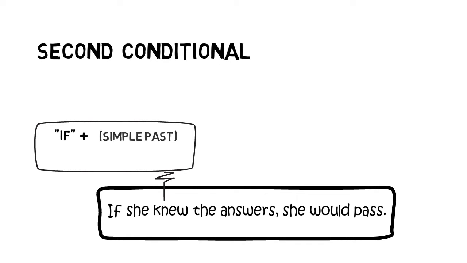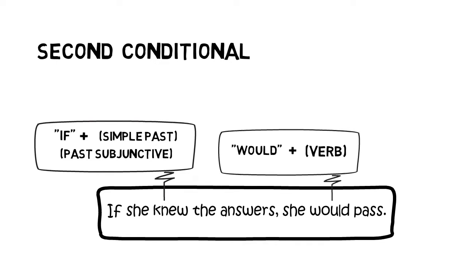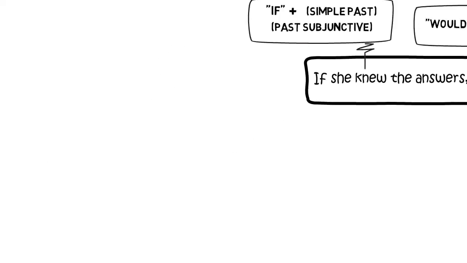So, for the second conditional, in the if clause, it's if plus the simple past tense. Now I'm going to say the simple past tense, but actually it's the past subjunctive, but they're very, very similar. And if you want to know about the subjunctive mood, then we have a page on that in Grammar Monster. In the main clause, it's would plus the verb. So if she knew the answers, she would pass. That's the structure of the second conditional.